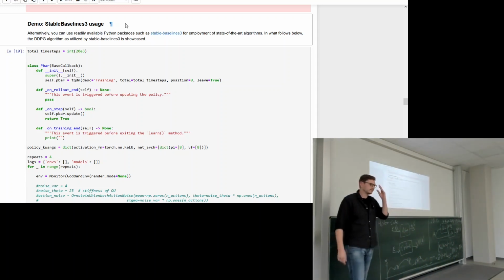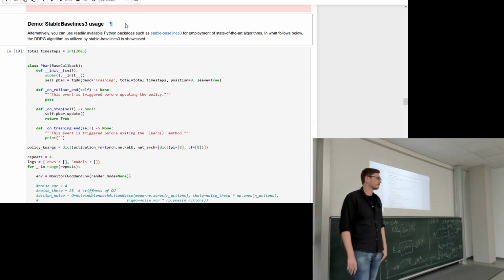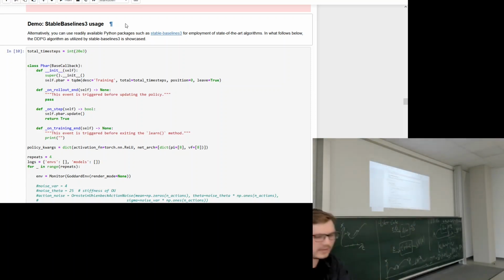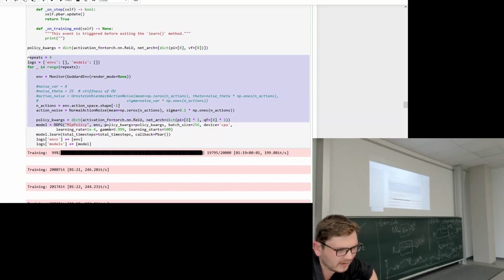There are many packages, mostly in Python for all I know, that already implement a lot of the reinforcement learning algorithms that we currently have available. One of these is Stable Baselines 3, which actually performs the same job that we did in so much code, now in this much code.